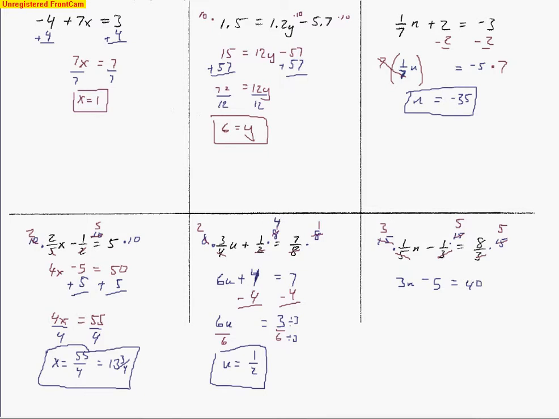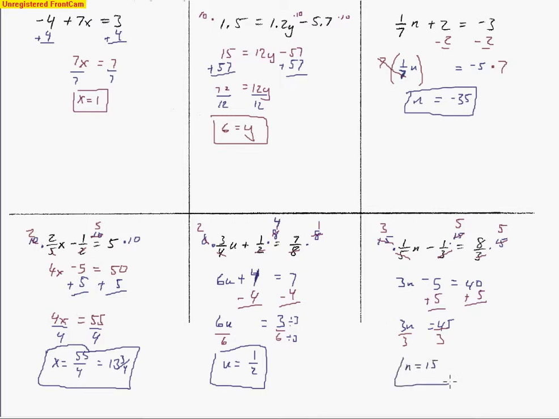So now we're ready to solve. So we're going to add this 5 to all sides. That'll leave us with 45, so 3n equals 45. And then we can divide by 3 on both sides. So we're left with n equals 15.